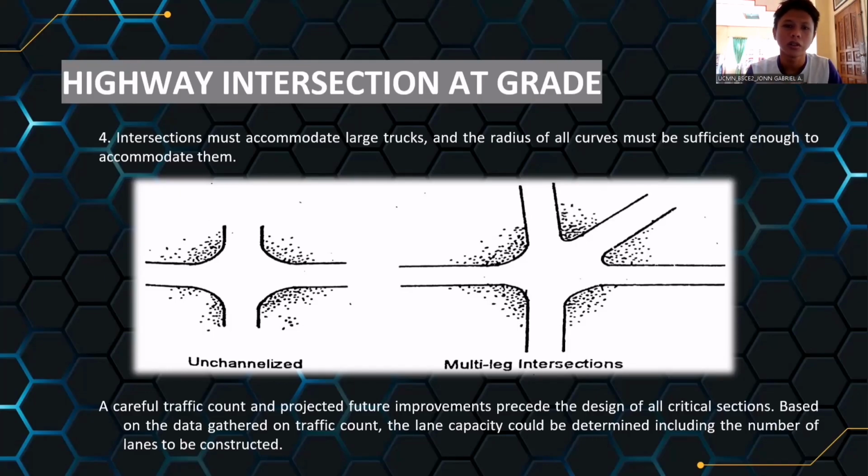So it must accommodate these large trucks. A careful traffic count and projected future improvements precede the design of critical sections. Based on the data gathered on traffic count, a lane capacity could be determined, including the number of lanes to be constructed.